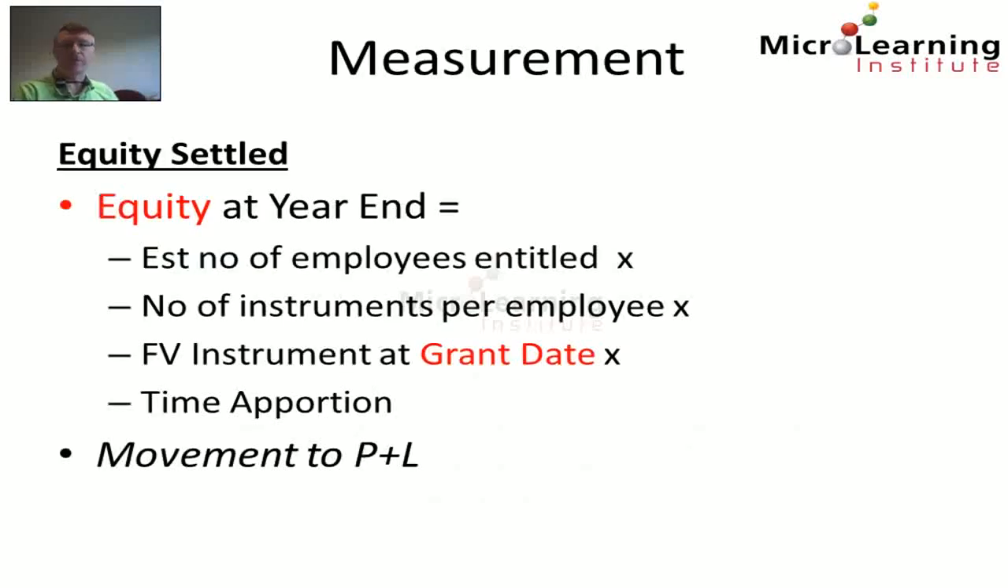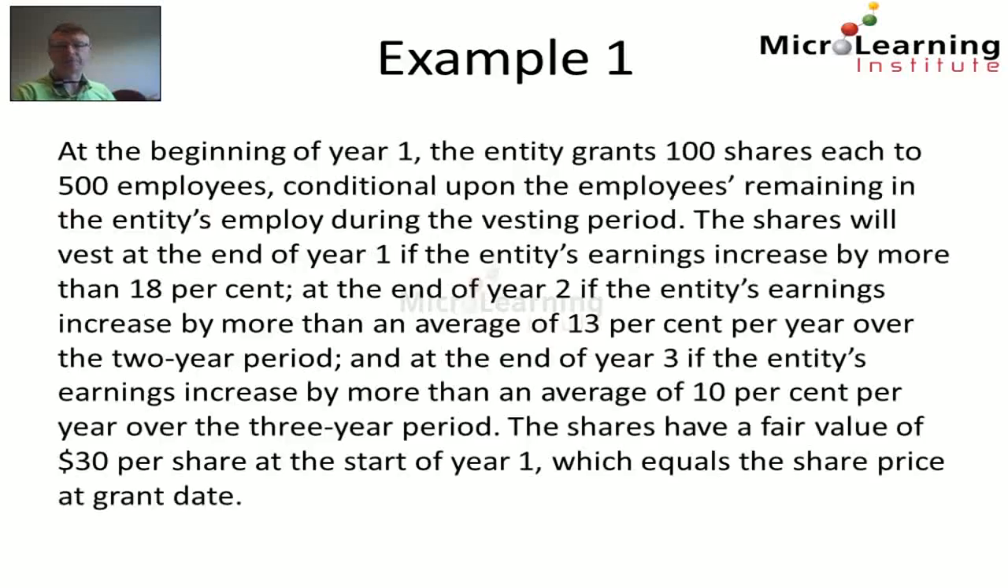Now, you will remember from previous studies that for equity-settled share-based payments, the value of the cumulative equity that appears on the statement of financial position at year-end is calculated from the formula: the estimated number of employees entitled to the grant multiplied by the number of instruments per employee multiplied by the fair value of each instrument at grant date, and that is time apportioned over the vesting period, and a corresponding movement goes to the P&L.